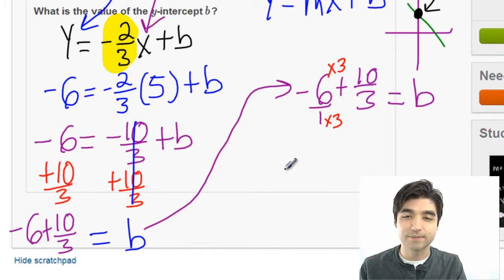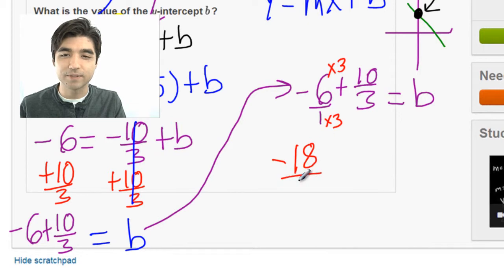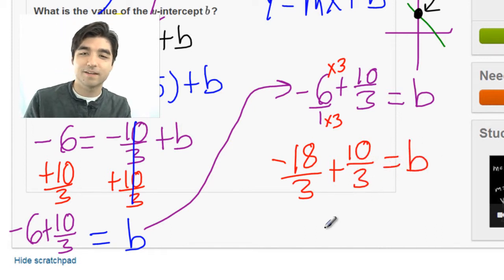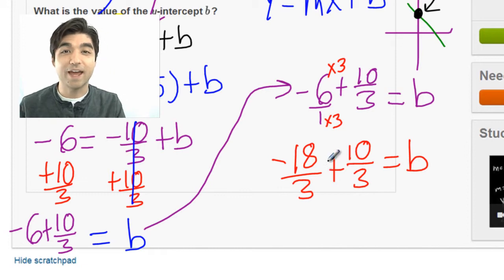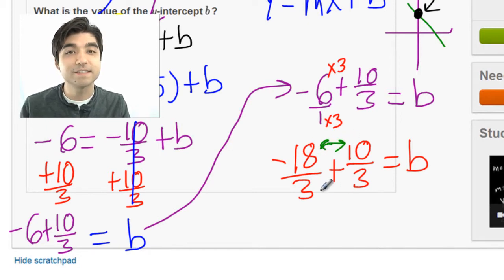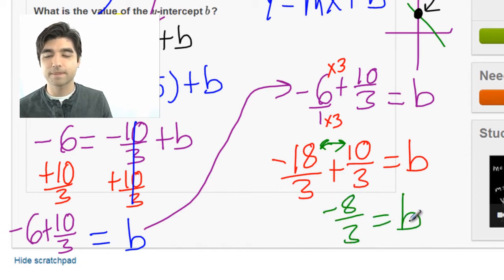So negative 6 times 3 equals negative 18. And then 1 times 3 equals 3. And then we add that to our 10/3, and all that equals b. In order to add fractions, you just add the tops of them. So this negative 18 and the 10. Negative 18 plus 10 equals negative 8 over 3, which equals b.